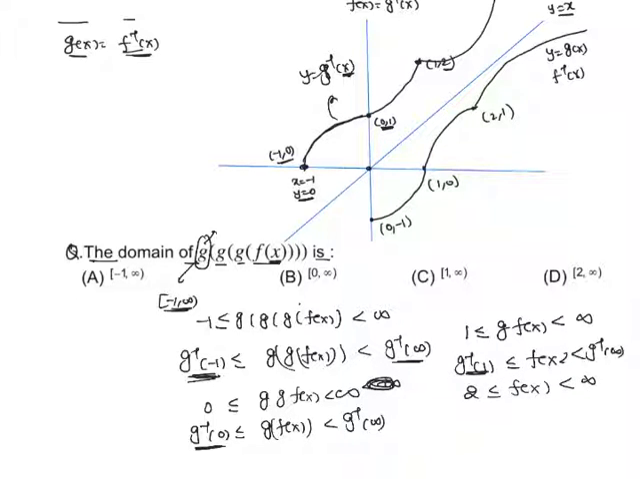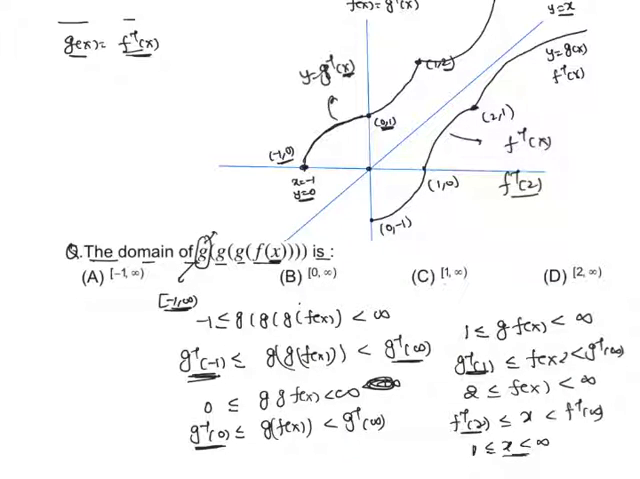Again if you apply f inverse, so f inverse 2, this will come what? x, and this will come f inverse infinity. So f inverse 2, so this function is what? f inverse x. So if you put 2, f inverse 2, that means at 2 what value are you getting? 1. So we can say 1 is less than or equal to x is less than infinity. So the domain of this function is what? 1 to infinity. So C option is correct.